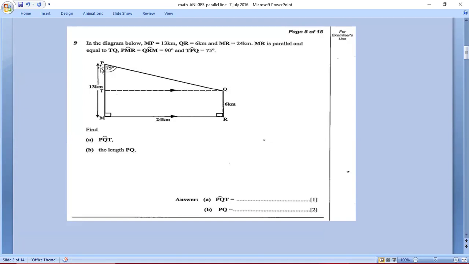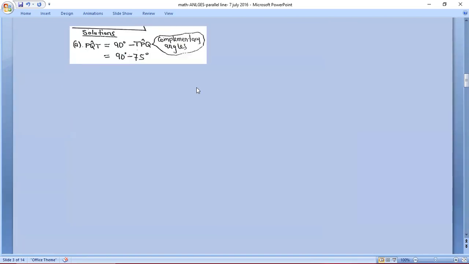So for you to find PT, you have to subtract. Remember, these two lines are parallel, so this distance TM is the same as QR, which is 6 kilometers. Subtract 6 kilometers from 13, it will give you this distance, which will be 7 kilometers. So meaning you have the two sides, this one is parallel to this one, and they have the same length, which is 24. MR will be the same length, which will be 24. Yeah, you've been told that MR is parallel and equal to TQ. So this will also be 24. So 24, 7. We just don't know the other side. So okay, calculate using Pythagoras theorem.